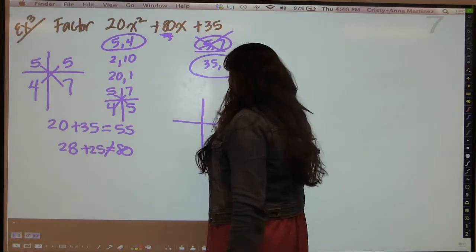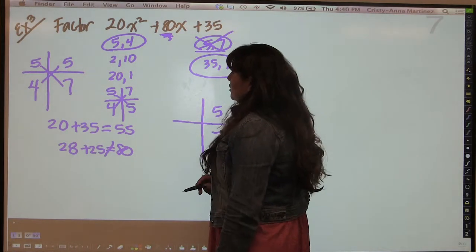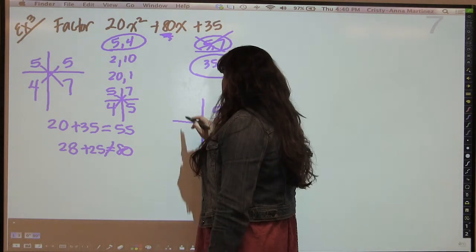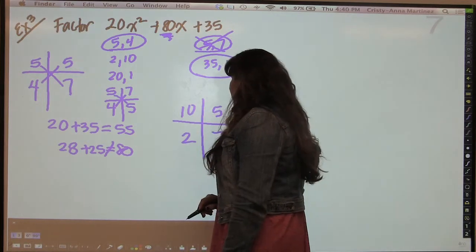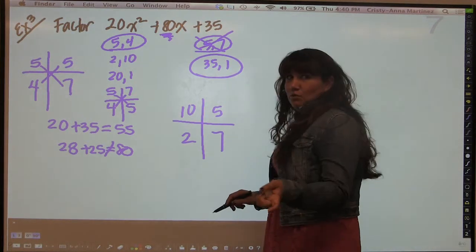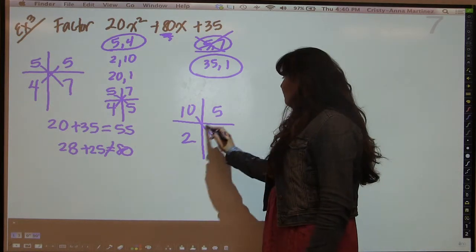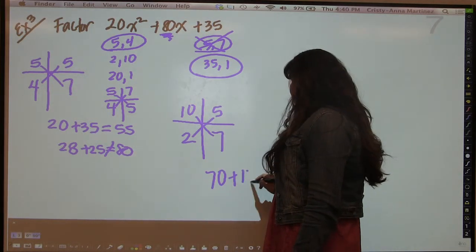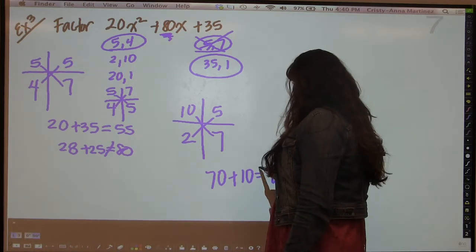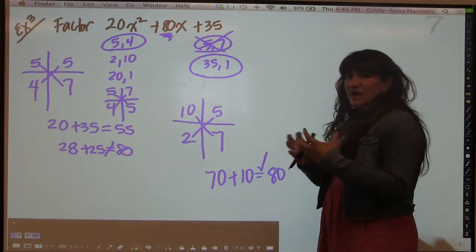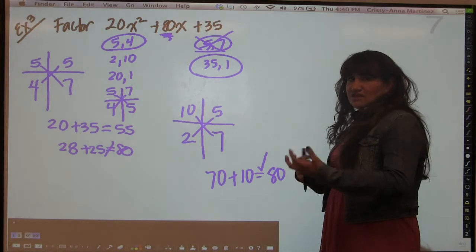So let's leave the 5 and 7. And let's put maybe 2 and 10, like that. And see if that works. And I think we're onto something. This diagonal, 10 times 7 is 70. And 5 times 2 is 10. And 70 plus 10 is in fact 80. Yes, nice. So sometimes you have to kind of just try something and see if it works.